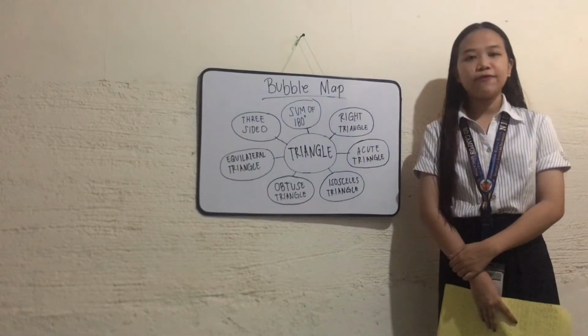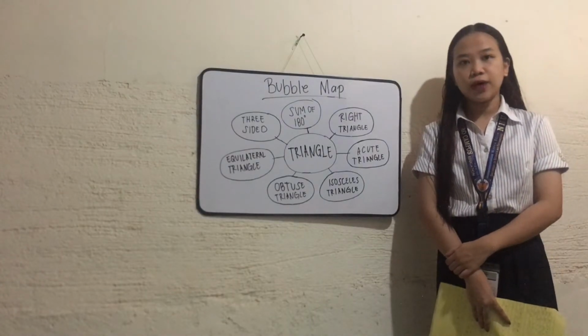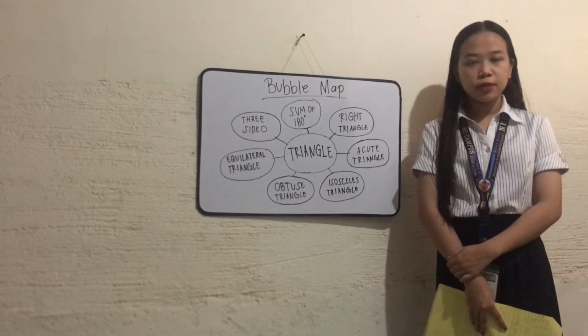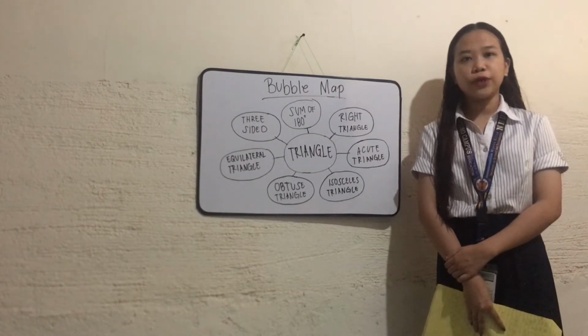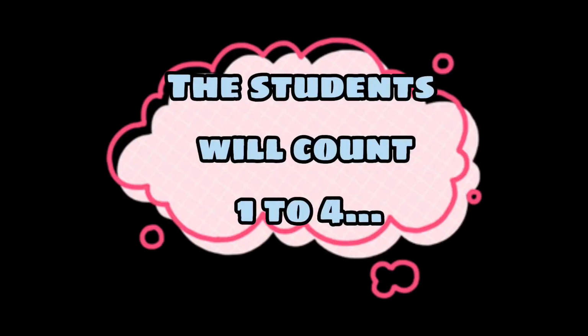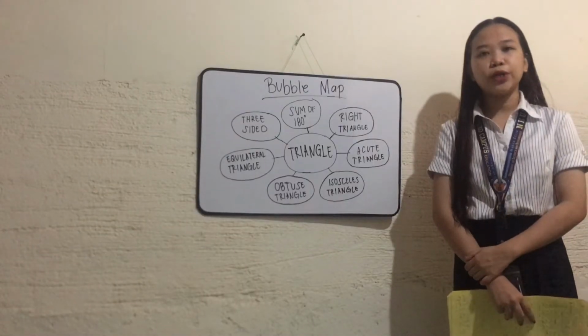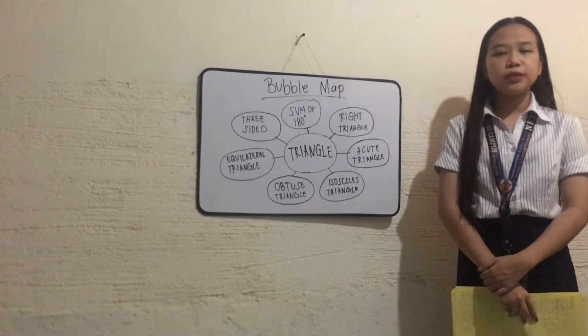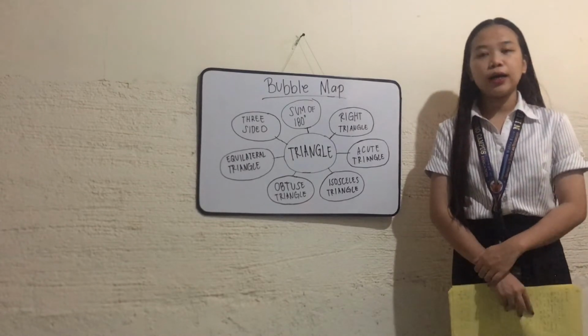So now let's have an activity that is related to our topic. I will group you into 4 groups. Please count 1 to 4. Okay, now go to your respective groups. What you are going to do is create a bubble map.